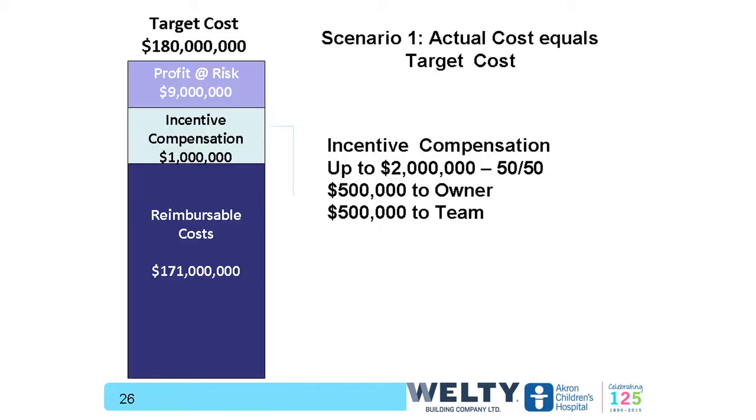In this scenario, where the actual cost equals the target cost, under the contract, the hospital pays out the reimbursable cost of $170,000. The profit at risk was earned because they met the target cost, so everyone received their full profit at risk number of $9 million, and then of the incentive compensation, if you recall, that $1 million was funded by the team, so that gets split 50-50 between the owner and the team.